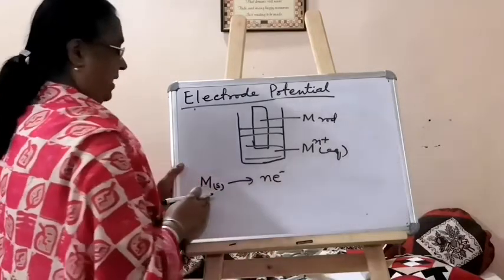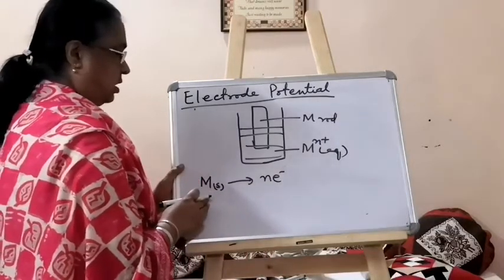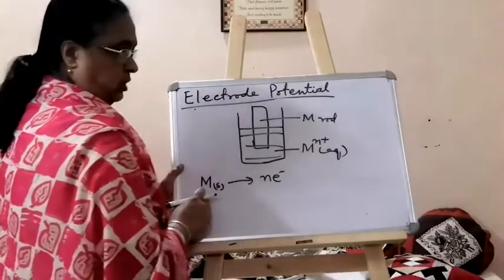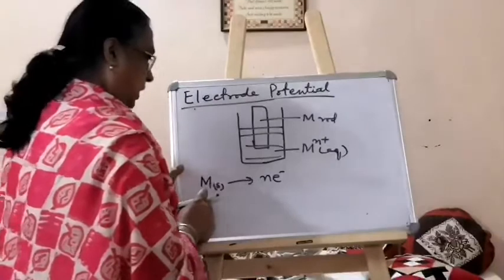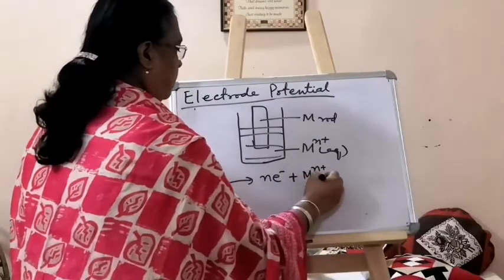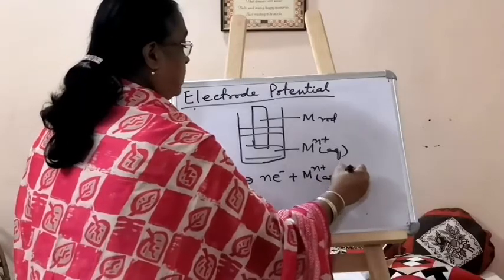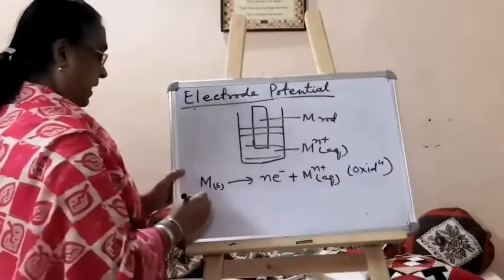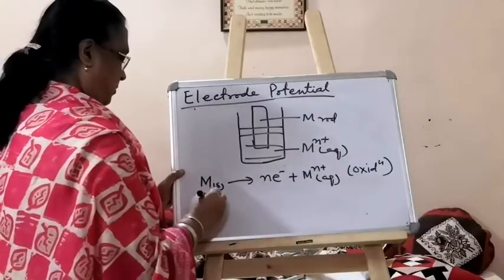You don't know what the valency is; the number of electrons lost depends on the valence electrons, the number of electrons present in the outermost shell. So here the metal will be turned into a metallic ion. So what is there? Oxidation is taking place.